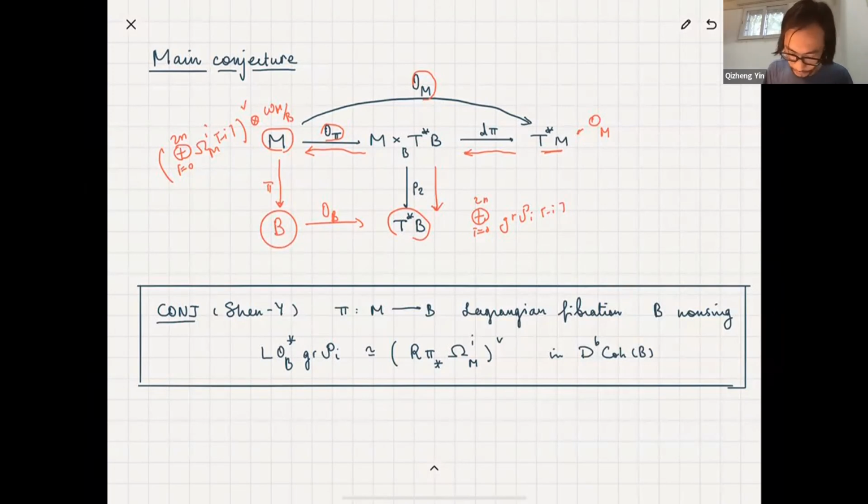And this conjecture says that whenever you have a Lagrangian fibration, say B is non-singular, then on one hand, you follow Lomon and then pull it back to B via the 0 section. On the other hand, you take the omega I, and then you do the derived push forward. And then you have to do some dual, and they will match, finally, in the derived category of coherent sheaves on B. And this is a term-wise matching.